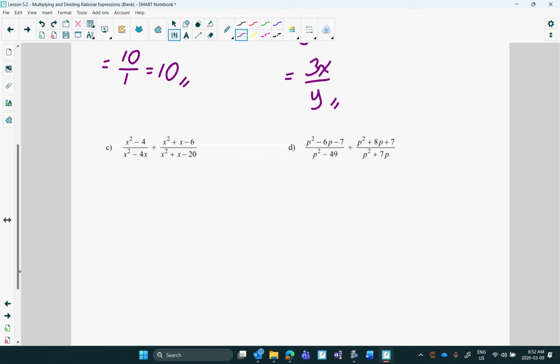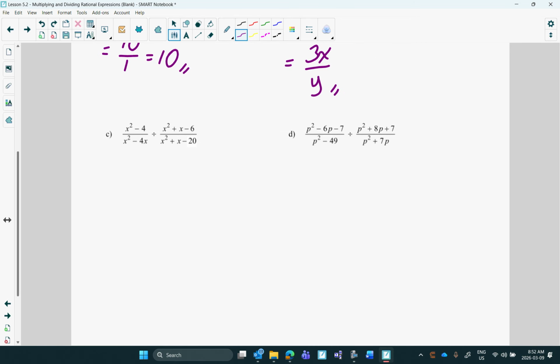Now we get to the more complicated ones. First thing I'm going to do, well, you have a choice. You can factor everything first, or you can change it to multiplication first. Okay? I'm going to factor everything first, because I've got to state the NPVs.